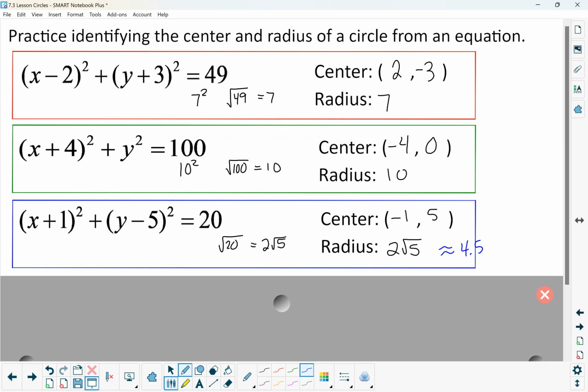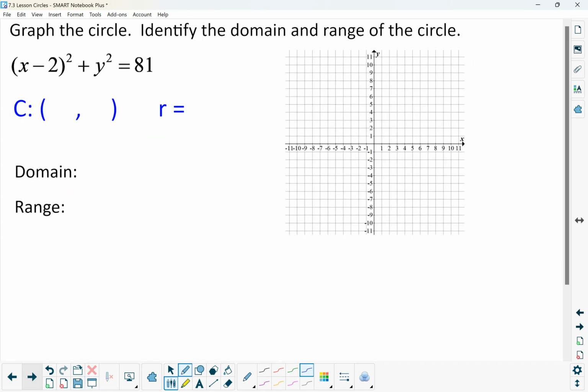But again, we won't have you graph one that has a radius like that. All right, let's graph this circle, and then we'll also connect back to domain and range. So the center of this circle is at (2, 0). We see an x minus 2 in the equation. That means our center's x coordinate is 2. The y squared is just by itself, so that's a 0 coordinate in the y direction. So our center is here at the point (2, 0).